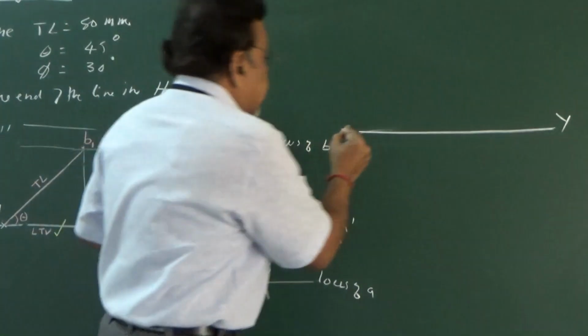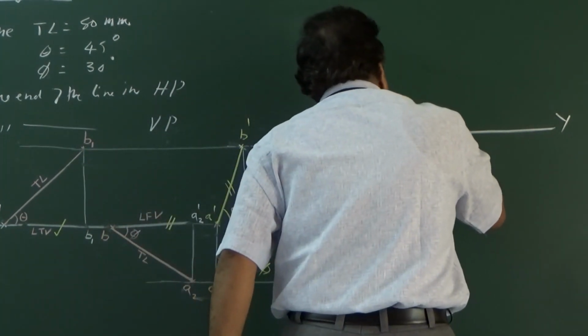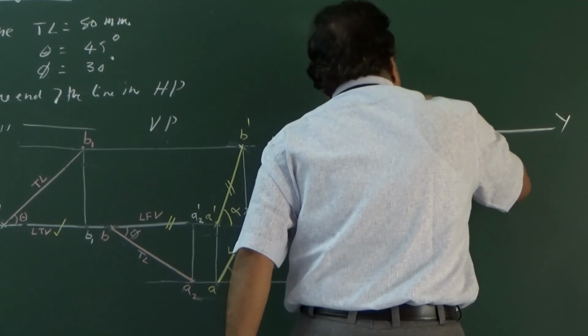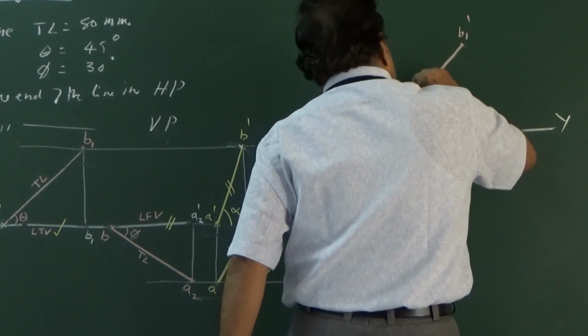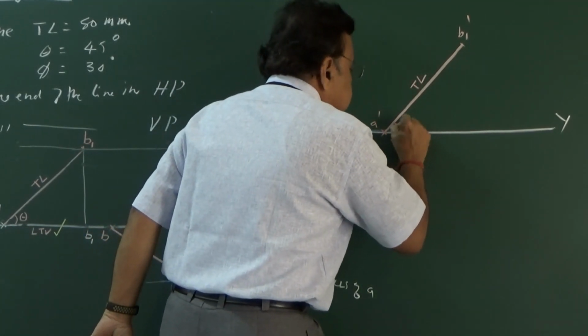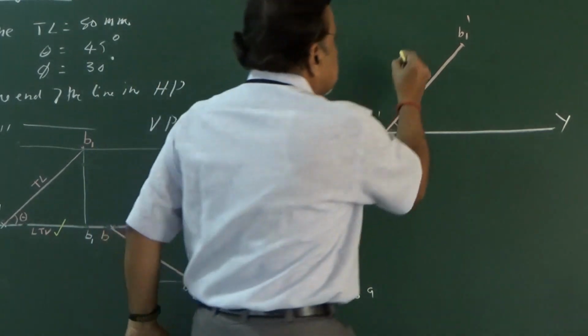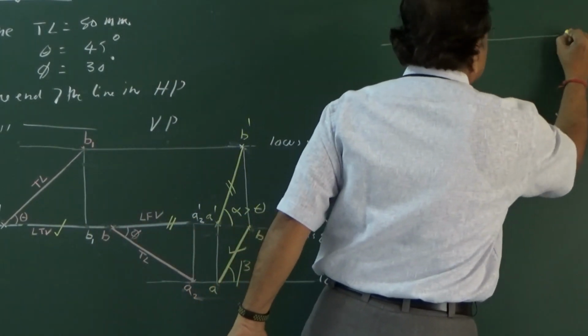Because anyway, A dash. Then I will get this angle to be equal to 45 degrees. I will call this B1 dash, TL, then this angle is theta. Then if I am going to draw this line, so what should this be then?